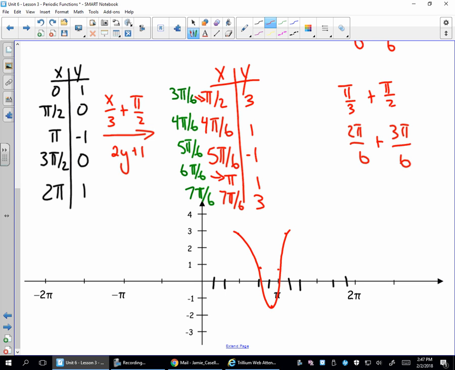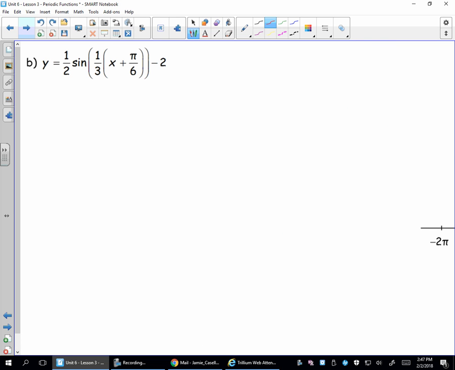Okay, I'm going to try another one. Let's take some practice here. Our only change here again is radians. Okay. So transformations. We're going to do transformations, and if we need to, deal with period and amplitude at the same time. So make a list again.